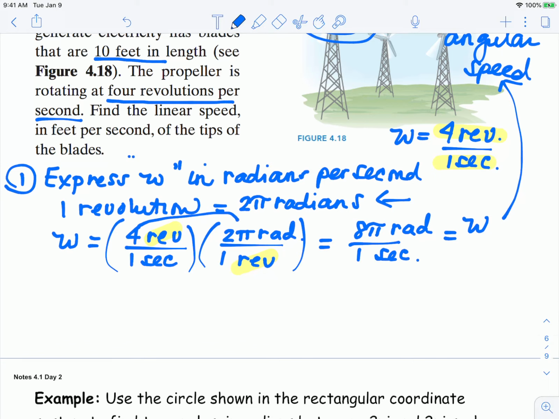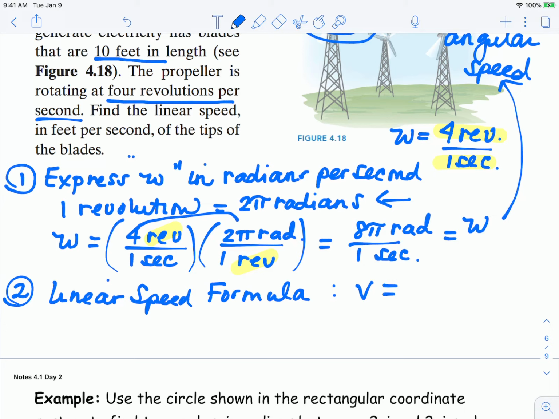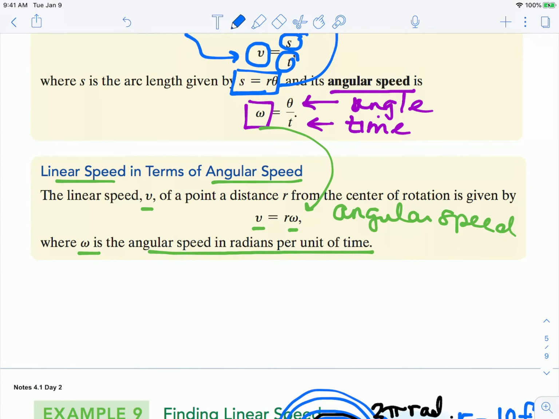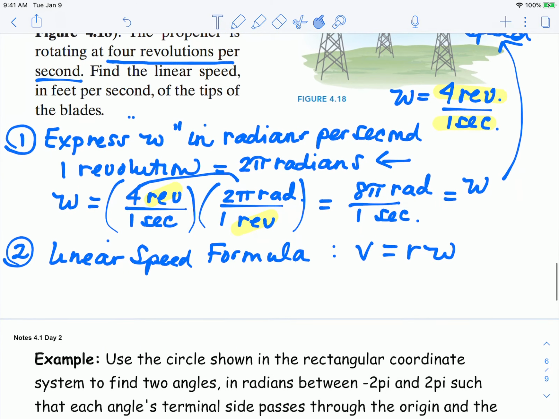All right, step 2. Now we can use our linear speed formula, which is written here, and then I'll go up to that yellow box for you. So here's our yellow box. This is the formula we're using. We converted that W to angular speed in radians per unit of time. So we did this W already. So now we're ready to substitute in.